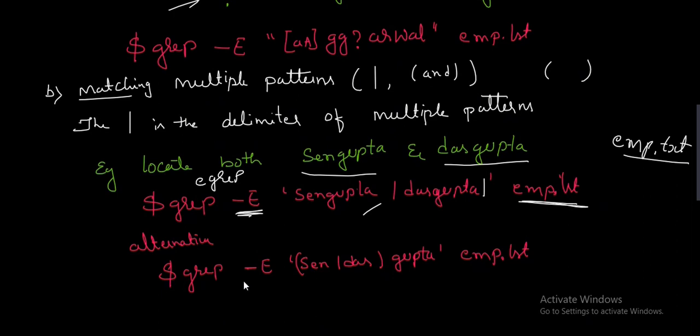So the alternative method, how you can simplify using angular brackets, you can just observe, girls. So $grep -e. Now what is the common thing in both the names? Gupta. You just write that outside, and the remaining you write in the angular bracket, that is SEN, pipe, and DAS. So it should match Sen Gupta or Das Gupta, followed by emp.lst.